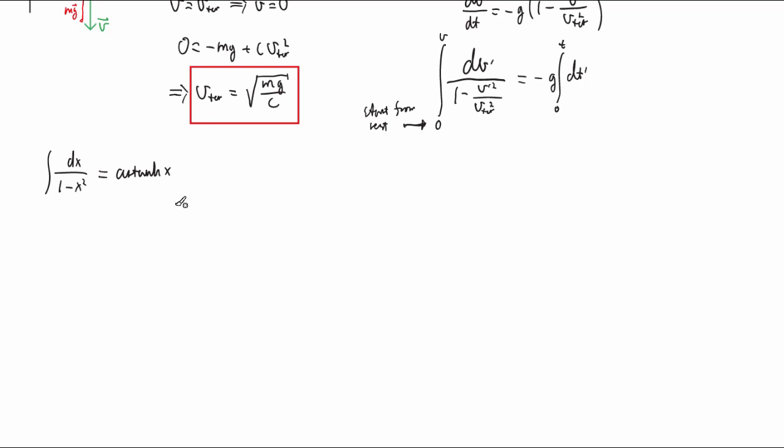So we then make a little change of variables too. We can introduce u equals v over v terminal. So that means that du, I'll use primes here because they're inside the integral, du prime is dv prime over v terminal. So we have this integral then.